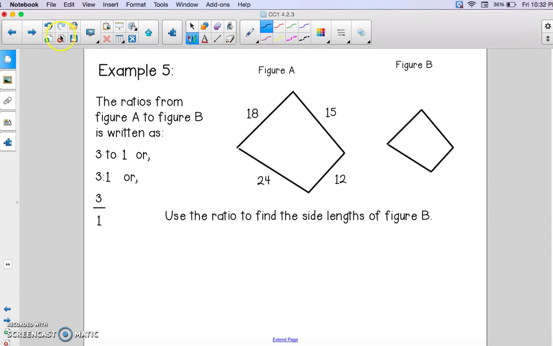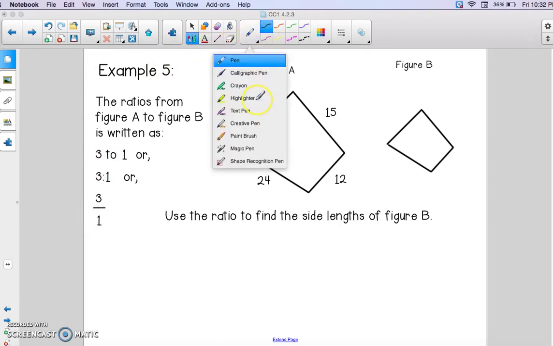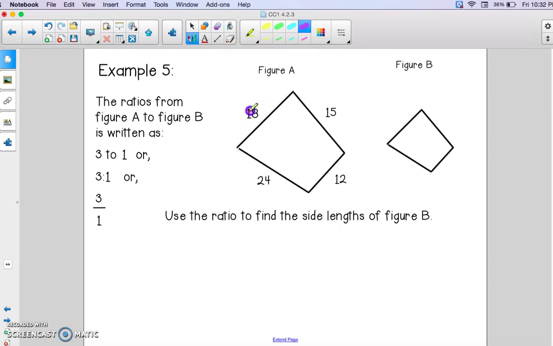My last example, example 5, we're going from a bigger figure to a smaller figure. So it says that the ratio is 3 to 1. There again are my 3 different ways. So I'm going to set it up that exact same way. I'm going to use my highlighter again. I'm just going to set this up all at once. All right. Now since we're getting smaller, this time we're going to be dividing.